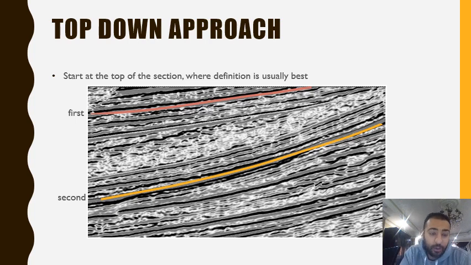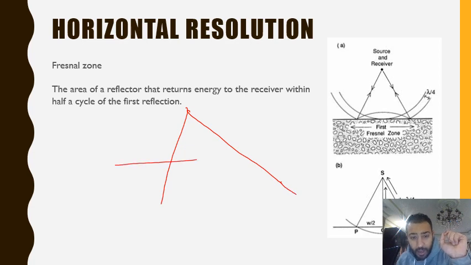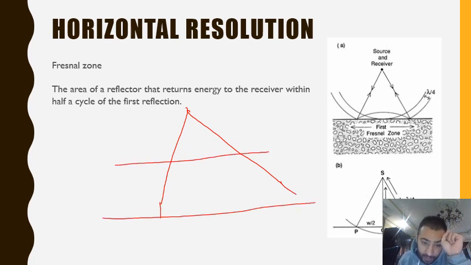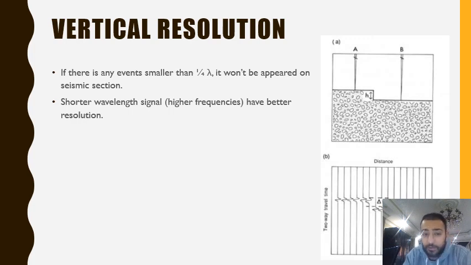This slide shows you the effect of starting from the top and then going down to the lower resolution part. Horizontal resolution, the Fresnel zone, is the area of a reflector that returns energy to the receiver within half a cycle of the first reflection. As we go deeper, if I have a reflector there and another reflector deeper than it, we can conclude that we need more area than in the shallower part to reflect the energy, and this is called the horizontal resolution, and we can estimate it by the Fresnel zone. Vertical resolution: if there is any event smaller than a quarter of the wavelength of the wave, it won't appear on the seismic signal.